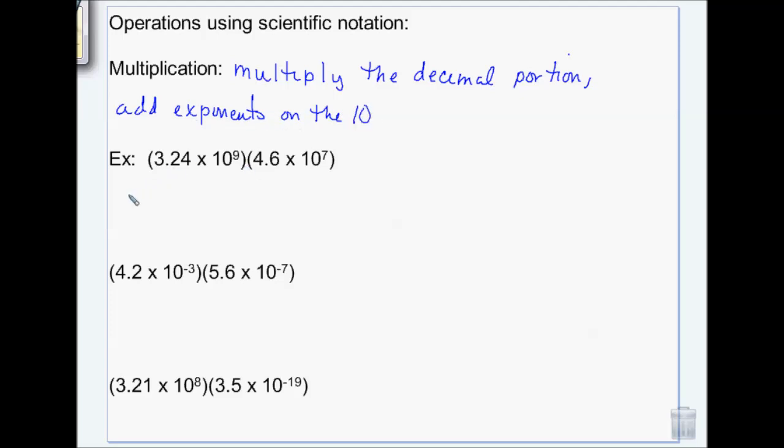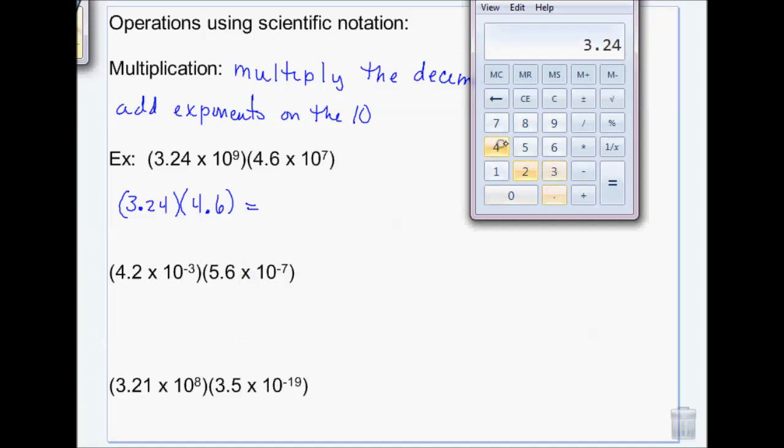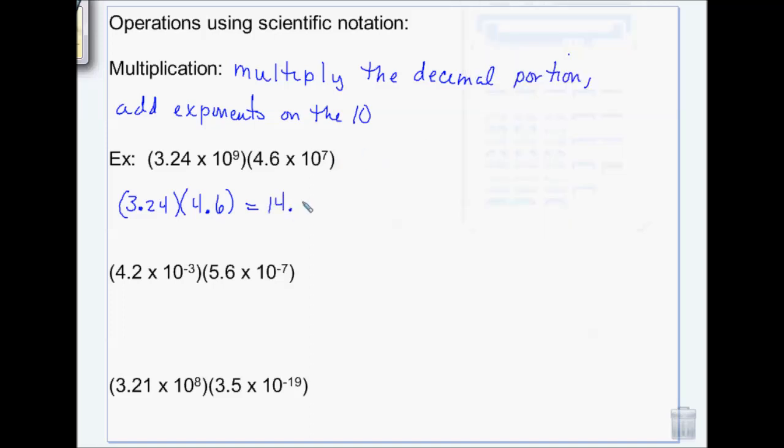Okay. So what I'm going to do is I'm going to do 3.24 times 4.6. Actually, I'm going to take the x out. Okay. That's 14.9. Okay. And then for my exponents, I have 9 plus 7. So my answer is 14.9 times 10 to the 16th.